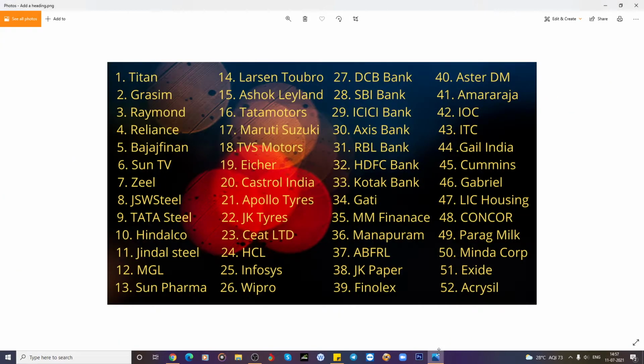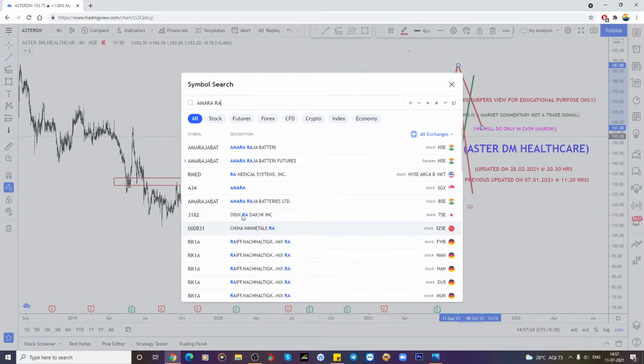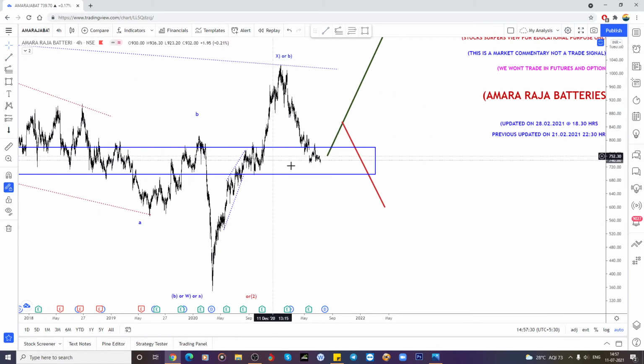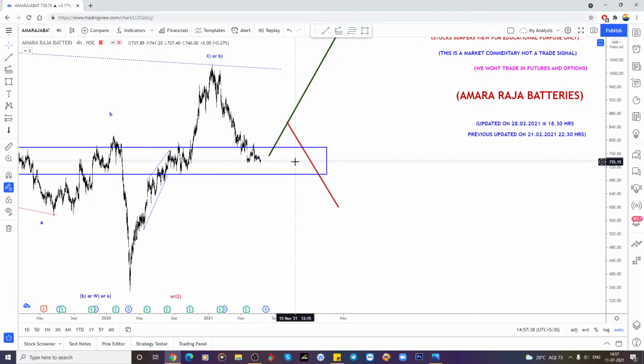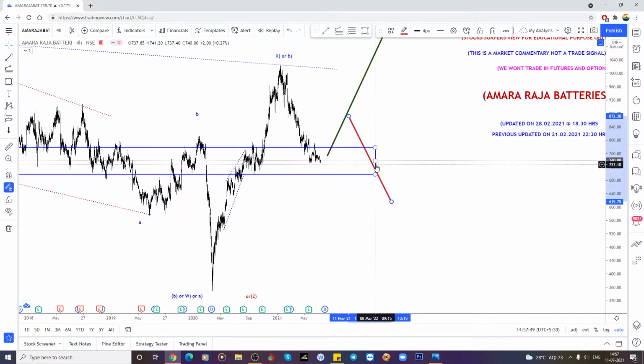So next is, after this, ABFRL, sorry, Astral, DM, Amara Raja, IOC, ITC. No change, same wave. If it bounces, if you are looking for a buy here, you can buy. I already bought in the 745 zone, so I'm waiting for this to bounce up to the 860 to 870 range in the 3-wave structure. After that, I am looking only to the downside. Again the 3-wave structure, or whether this is the end of the correction. So that means this is a W.